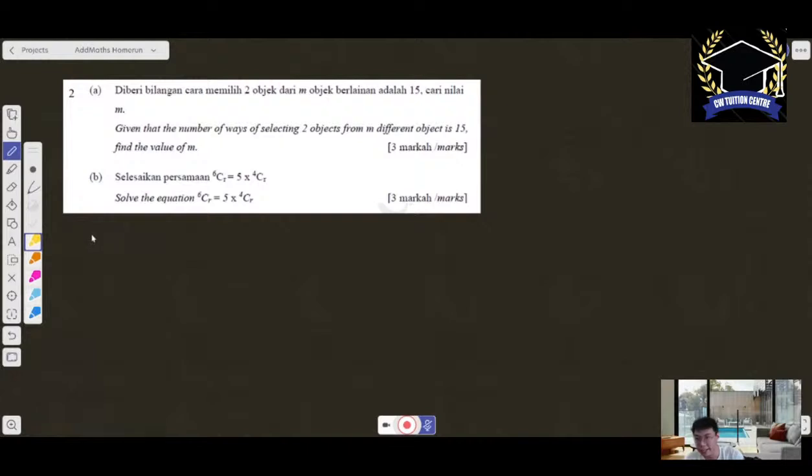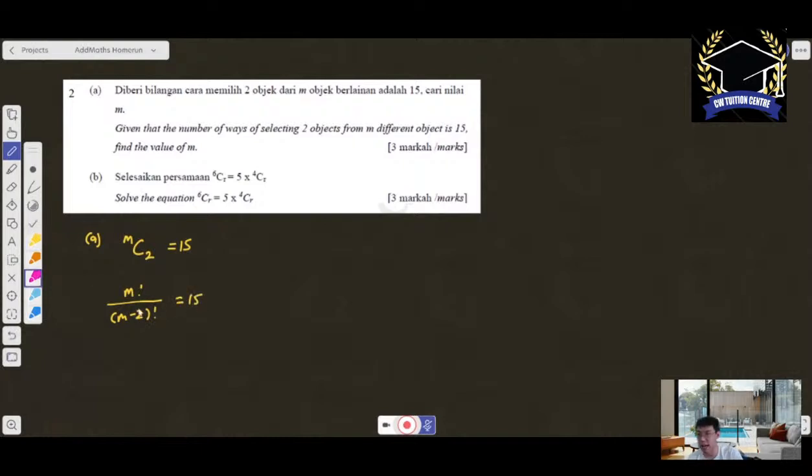So number 2A, you see, given that the number of ways of selecting 2 objects from m different objects, meaning mC2, is 15. So I want to find m. How do we apply this formula? m factorial over m minus 2 factorial equal to 15.